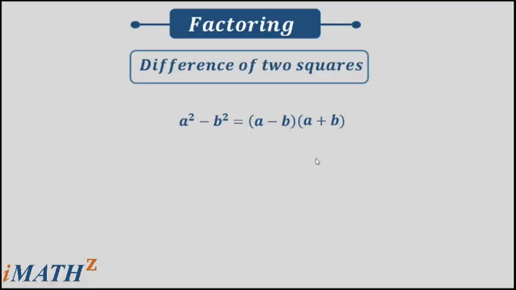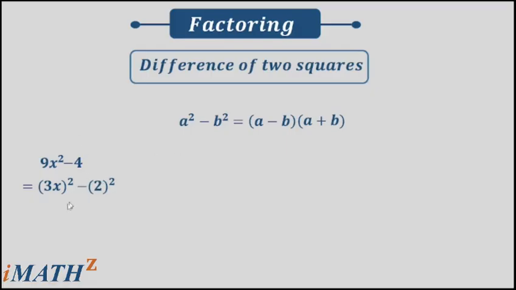Let's have a look at an example so that we could really drive this point home. Let's say we had 9x squared minus 4. Now 9x squared is a perfect square, and so is 4. So we could write 9x squared as 3x all squared, and we could write 4 as 2 all squared.